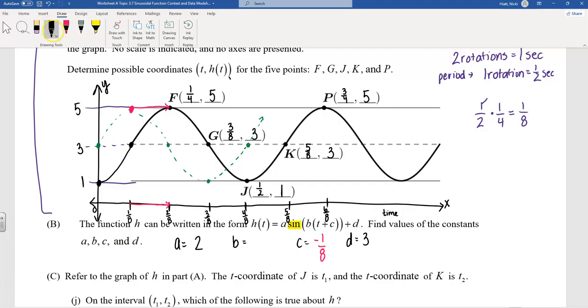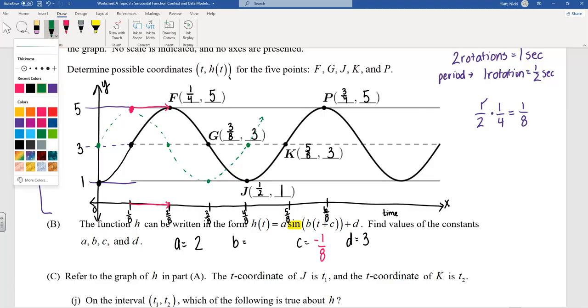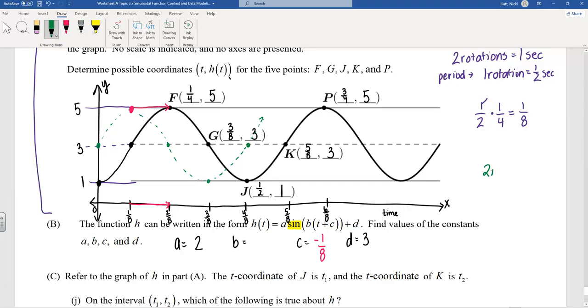And our last part for the B, the period of this graph we already said was 1/2, right? So if we do 2 pi over B equals 1/2, you can cross multiply right here. B times 1 is B. 2 pi times 2 is 4 pi. So 4 pi is your B value. Okay, questions?